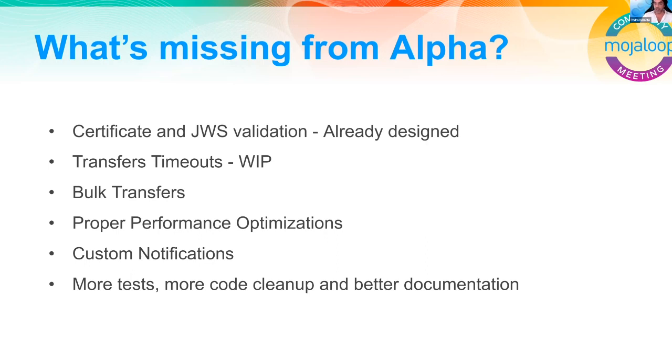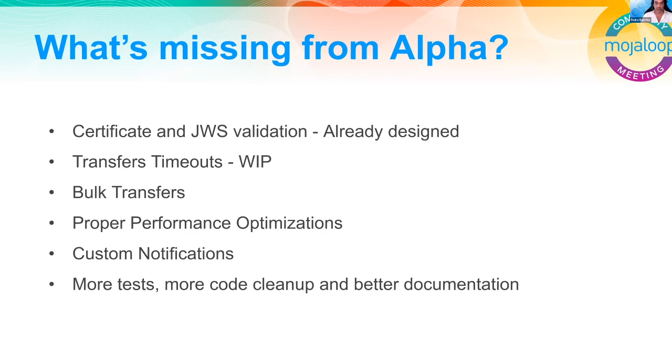Proper performance optimizations. There's none, basically. We're not using binary. We're still using JSON messages. We're not partitioning as we should. There's a lot of stuff that we can do. And we don't need to care about ordering, which is probably going to be the biggest performance boost. The customer notifications that I was mentioning, it's not yet implemented. There's more tests that are needed, code cleanup and better documentation. That's a constant of this effort.